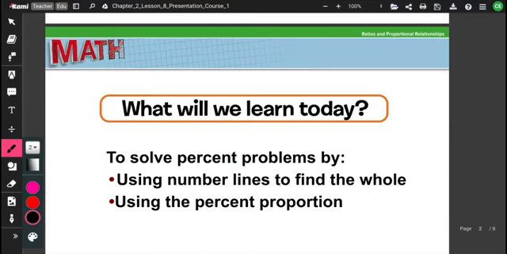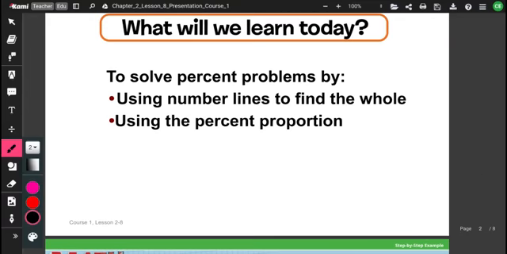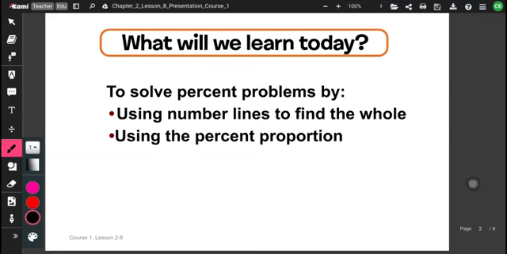Today we're going to be learning about how to solve percent problems by using number lines to find the whole and using the percent portion. Heads up, right now I like using the percent portion rather than the number lines, but it is also your choice on how you want to do your problem.